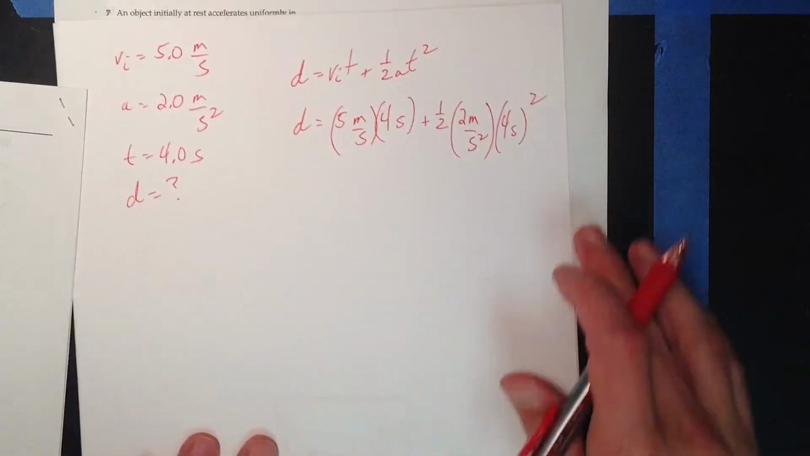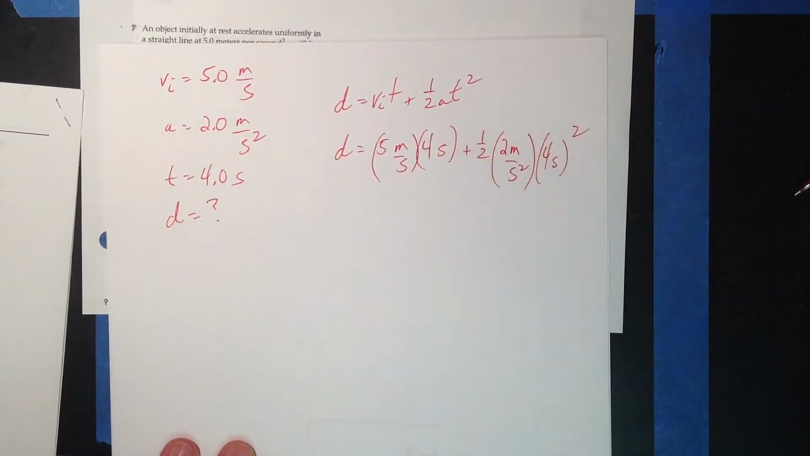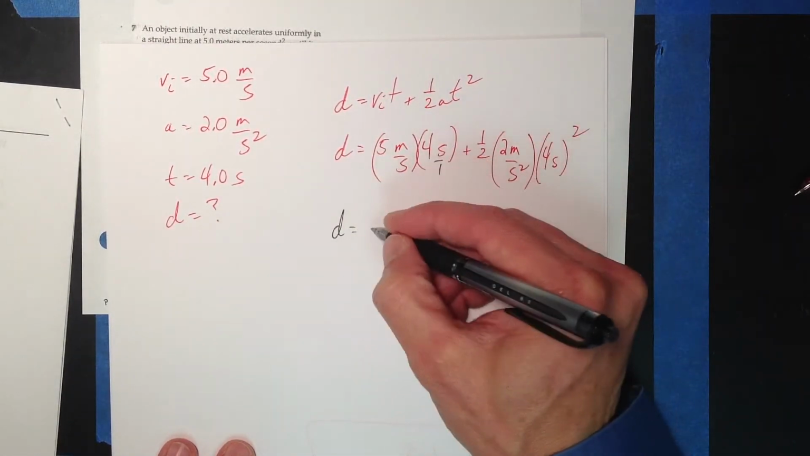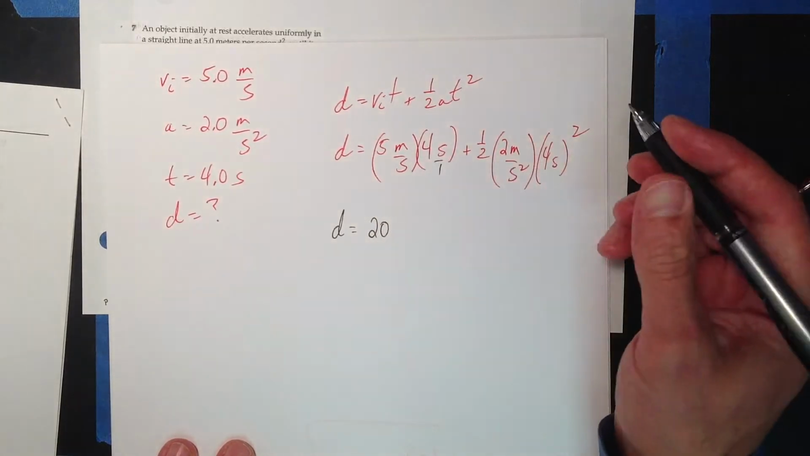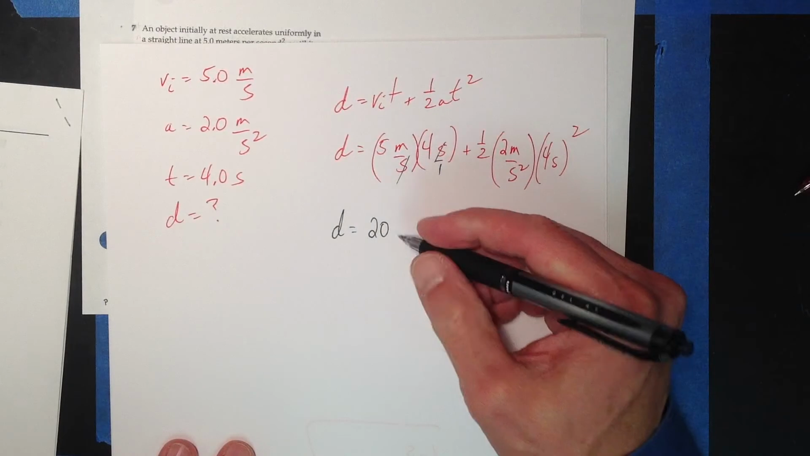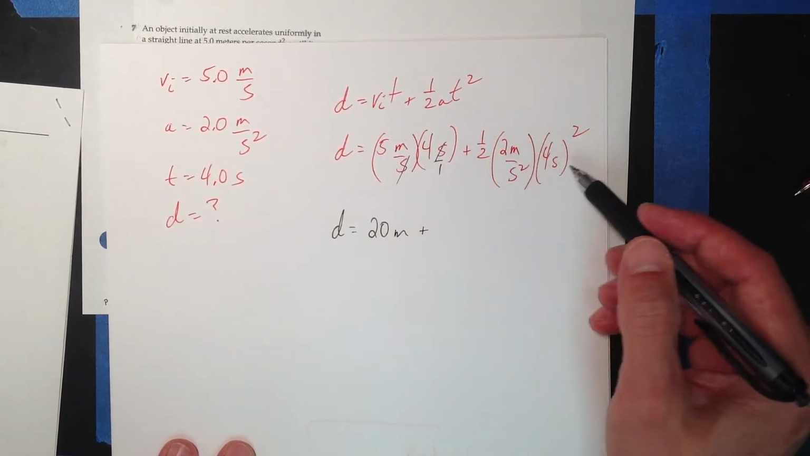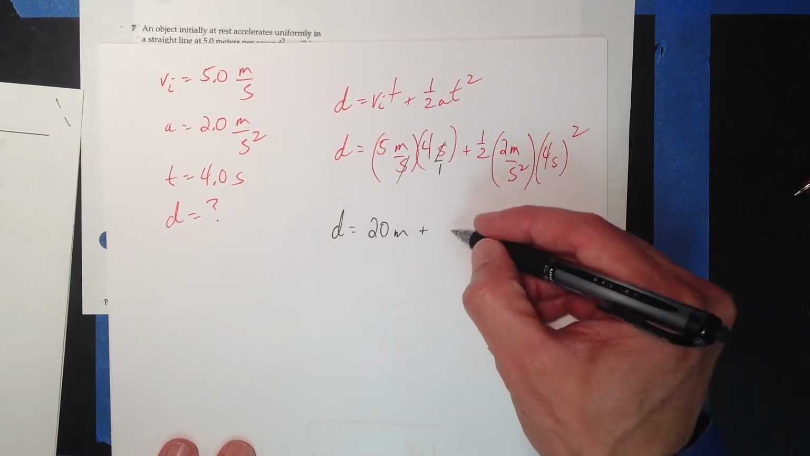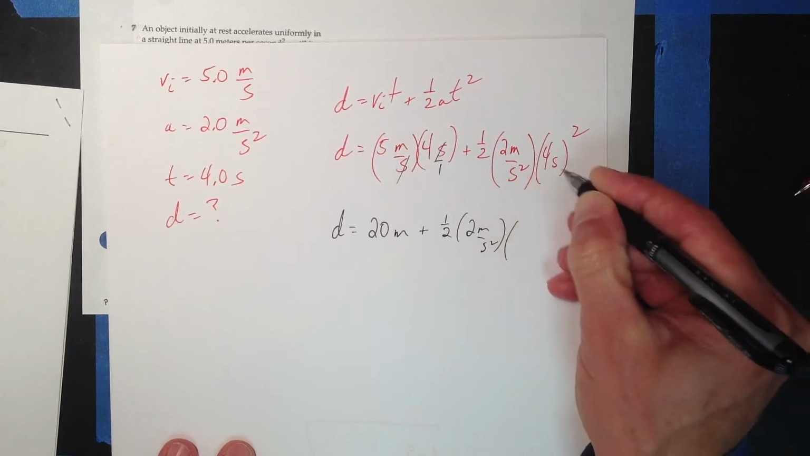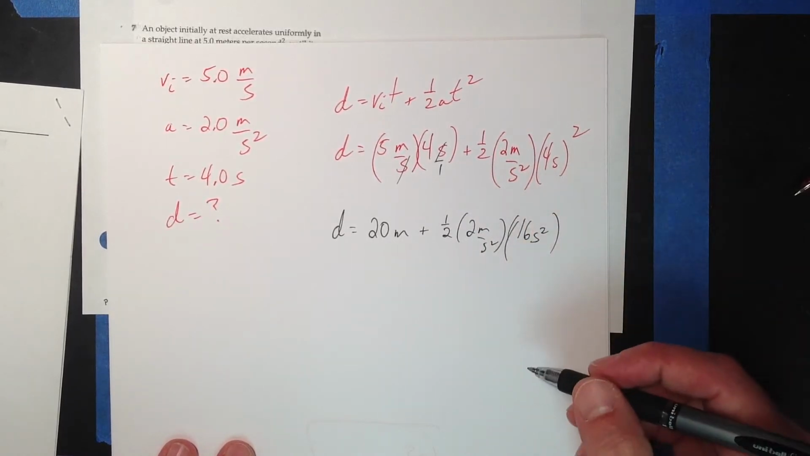Alright, so that seems like a lot, but just attack it a little bit at a time. I could probably put that over 1 and realize, and you may have to work this out, that this is going to be 20, and the units are going to be, the S and the S will cancel out. That's going to give me 20 meters plus. This here, well, let's maybe simplify. 1/2 times 2 meters per second squared. This is going to be 16 seconds squared. Hopefully you can see that.